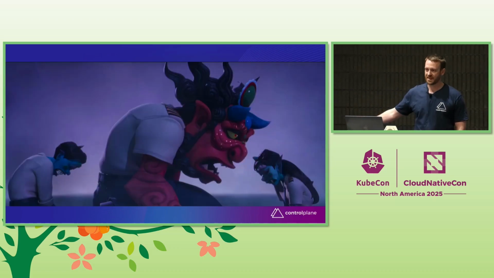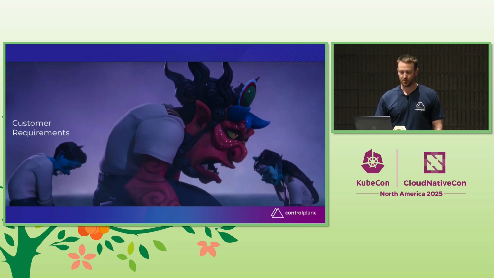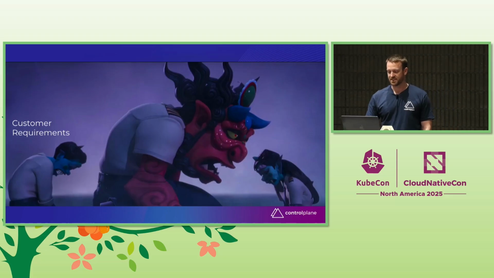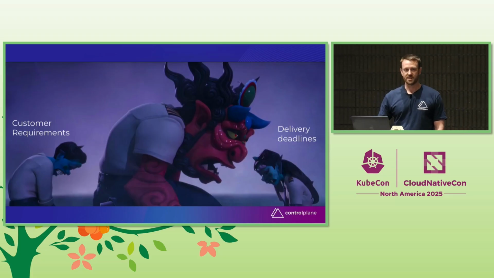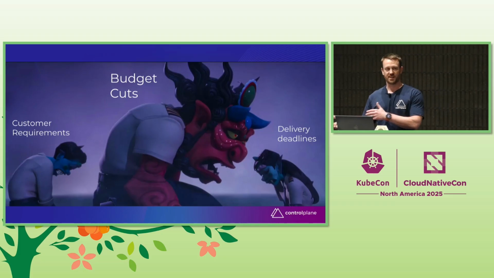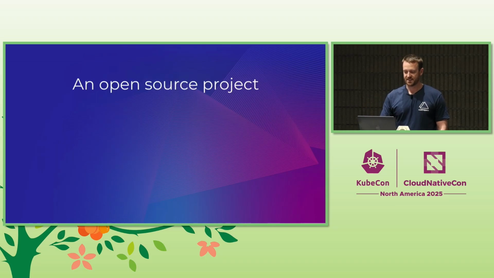So there are demons in the world, right? There are all these things that we have to overcome, whether they're absurd customer requirements or delivery deadlines or budget cuts. Nobody here has ever been asked to do more with less, have they? Maybe. So how do we deal with this? How do we deliver software faster, do more with less? We use open source, right?